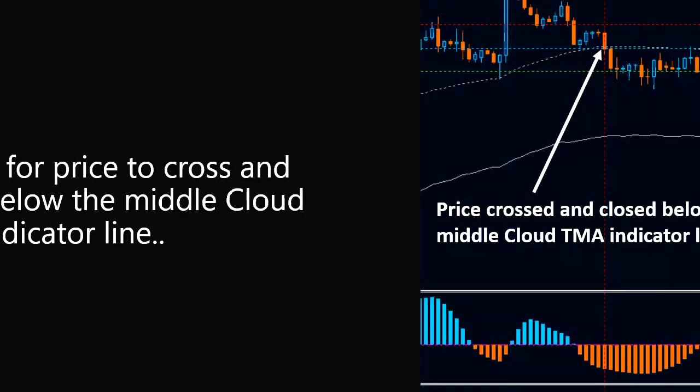All right. Now let's have a look at the sell trade rules. These are essentially very similar to the buy trade rules, just we're looking at the opposite direction. So firstly, we're going to wait for price to cross and close below the middle cloud TMA indicator line, as indicated with the arrow and again the red dashed vertical line on the image indicates the candle that I'm looking at there. So there we see price crossed and closed below the middle cloud TMA indicator line.